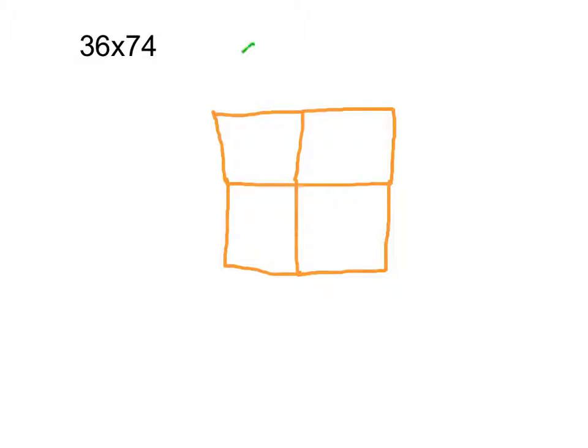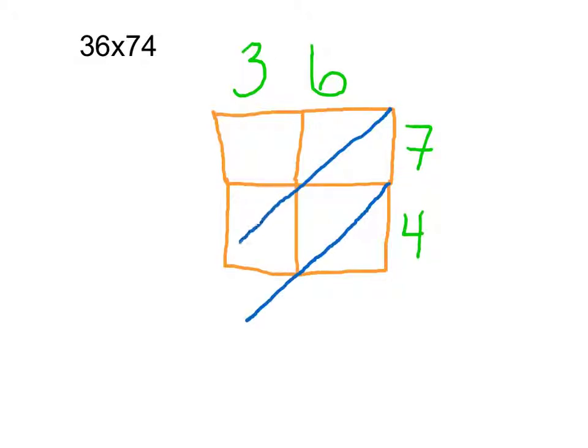You can go ahead and write in your problem, 36 times 74. Remember, each digit gets its own box. Now you can start with your diagonals and drawing them. The first one, you're going to draw it down. The second one is the next corner, draw it all the way down. And the last one is this corner, draw it down.